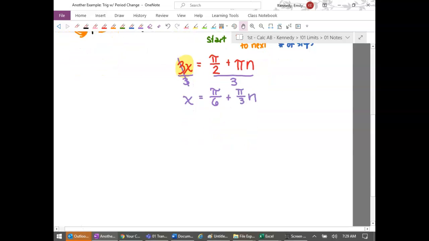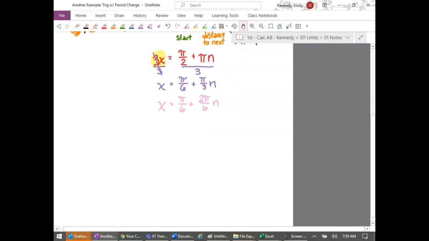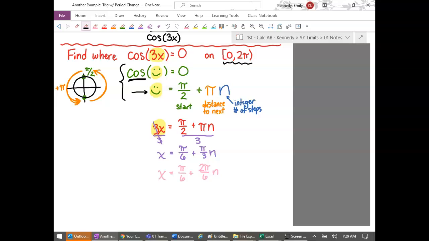Something else that I tend to do at this step, and you'll see why in just a minute, is I'm going to go ahead and get a common denominator. So that pi over 3n, I'm going to rewrite that as 2 pi over 6n, just so both of those terms have a common denominator. So we have found infinitely many solutions, and that's important because that ensures that we're not going to miss any that are in 0 to 2 pi. But we don't want our final answer to be all of them. We have to figure out who is in that interval, 0 to 2 pi.